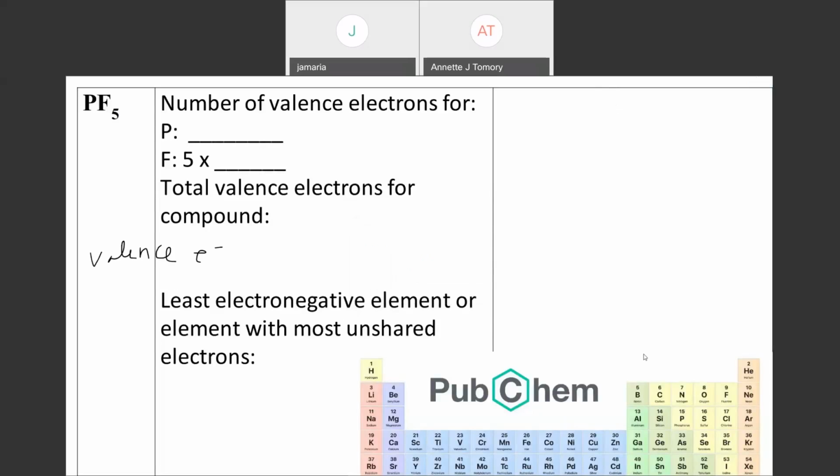Can you see what's on my screen? Yeah. Valence E, right? I just want to make sure. All right. So that means we need to figure out the valence electrons in each of the atoms.